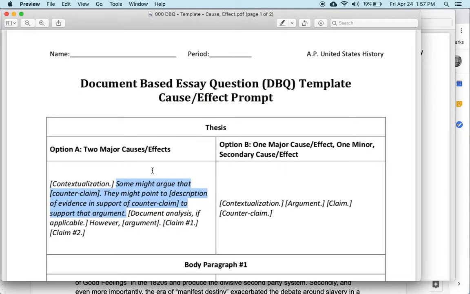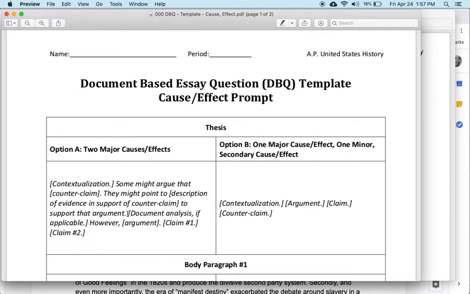I have, in other words, talked about contextualization. I have provided what some would argue is a counterargument. Now, to what I'm going to argue. Now, you can do this if applicable, if it makes sense. If there's a document or two that go along with a counterclaim, the opposite of what you're arguing, then throw it in there.